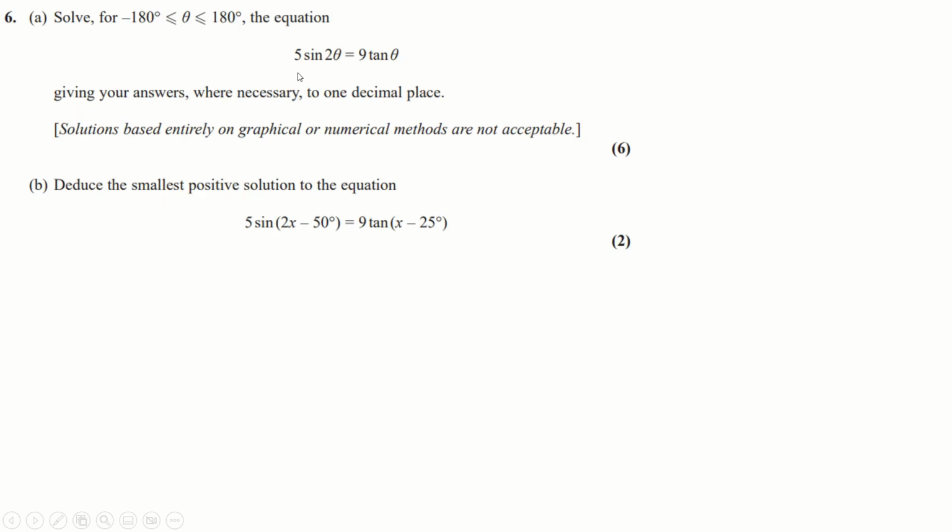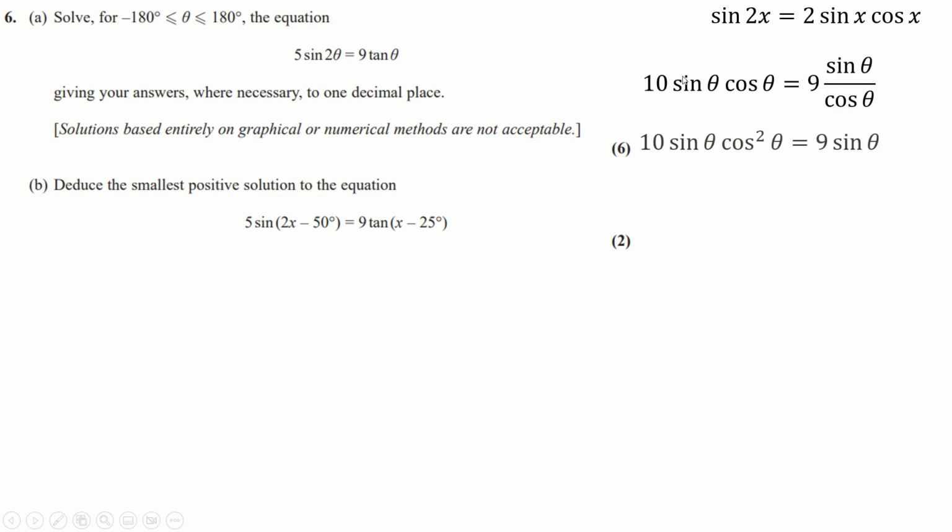Cool. Question 6 then. So I would highly recommend you just memorize that sine 2 theta is 2 sine theta cos theta, or x or whatever. It just saves you a lot of time if you just know that and can write it down. So we're going to fill that into here, which makes this. Tan, of course, is sine over cos, times both sides by cos, so you get this.